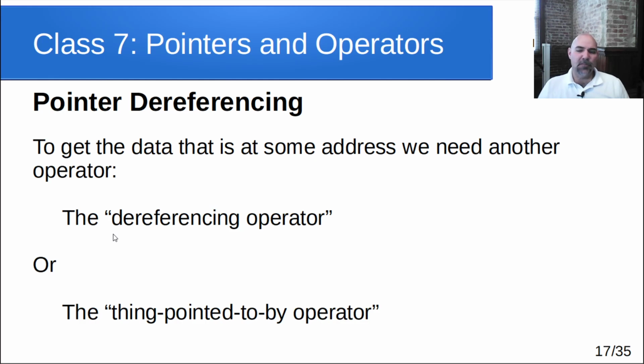So that's called dereferencing. What pointer dereferencing means is that we want to get the data that's at some address. And in order to do that, we need another operator. And this is going to be what's called the dereferencing operator. It's kind of the opposite of the ampersand that we saw earlier. And I like to think of it as the "thing pointed to by" operator. And that's the way I read it when I look at code. Technical name for it is the dereferencing operator. But what we're really saying is give me the thing pointed to. Give me the data that's pointed to by this address.